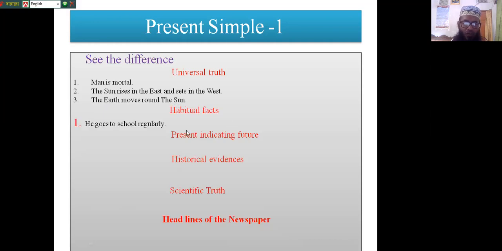Okay. Habitual fact: he goes to school regularly. He plays football every day. Present indicating future: I am going to Bombay or London tomorrow. Present indicating future means there is a plan you are going to carry out within a short time. That means not very far. Within a very short time, I am going to London. It might be tomorrow or the day after tomorrow or within a very short time.